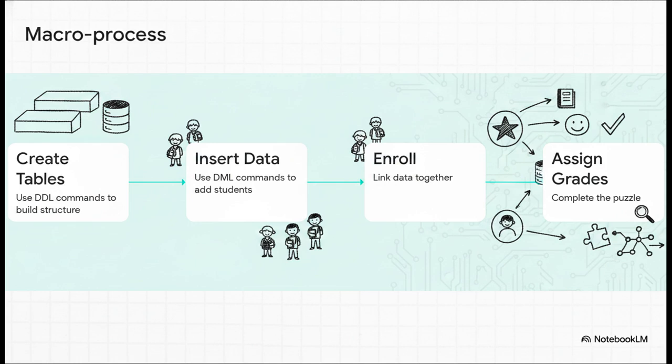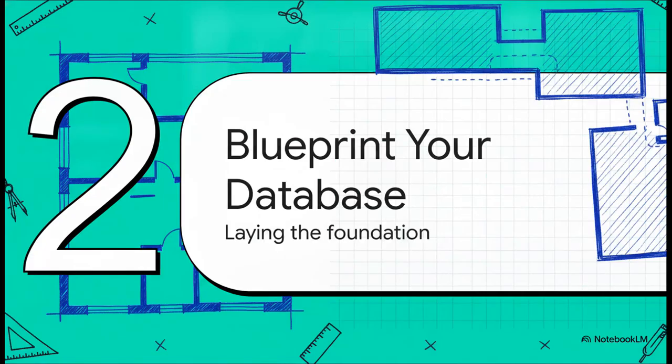First, we use those DDL commands to actually create the tables. Then we flip over to DML to insert the data representing our students and our courses. Next up, we enroll those students by linking that data together. And finally, we assign grades. As you can see, it's a highly logical step-by-step puzzle. Moving on to section 2, blueprinting your first database.